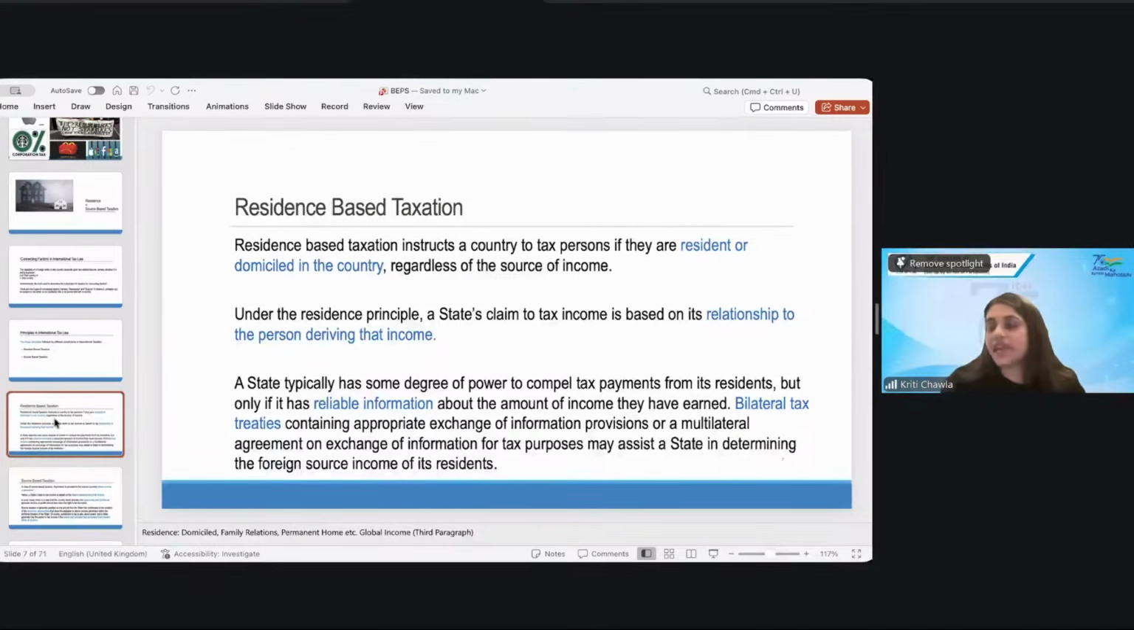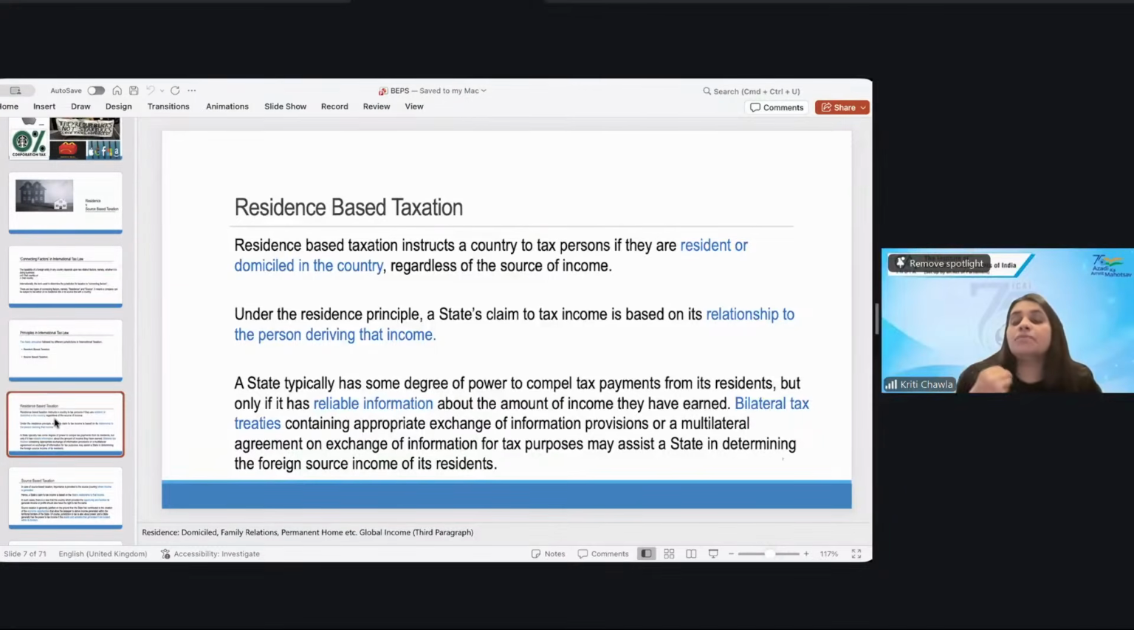We will be reading about these tax treaties in a lot of detail. But these tax treaties actually contain an appropriate exchange of information provision. What is this exchange of information provision? Well, we'll read about this in a lot of detail, but these are provisions, or articles, in a tax treaty that will help two countries exchange information.